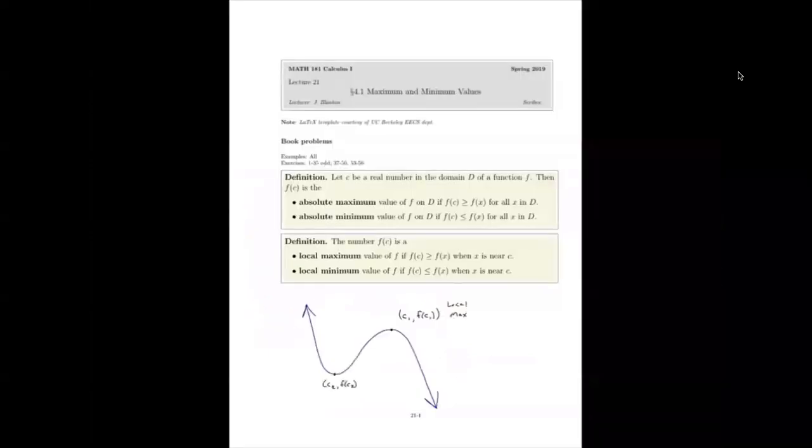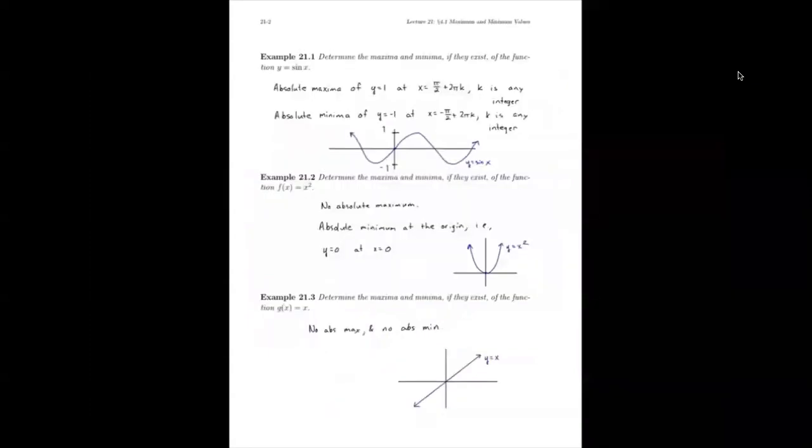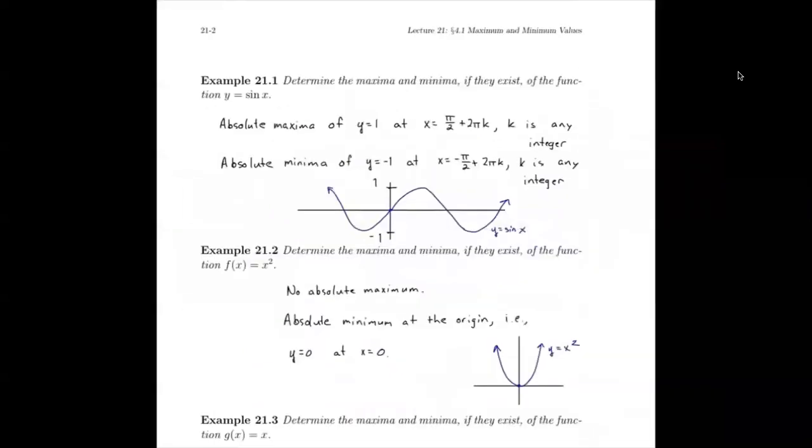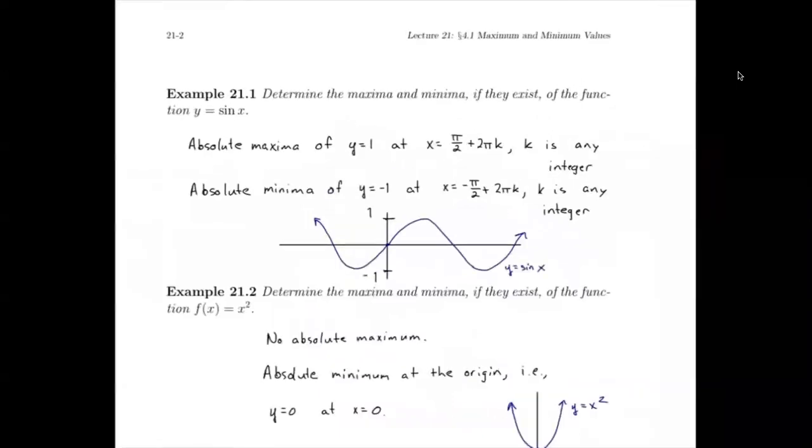Okay, so those are our absolute maximum, sometimes also called global max and min, versus our local max and min. All right, so let's get to work with some problems here. First example says determine the maxima and minima, if they exist, of the function y equals sine of x. So y equals sine of x.